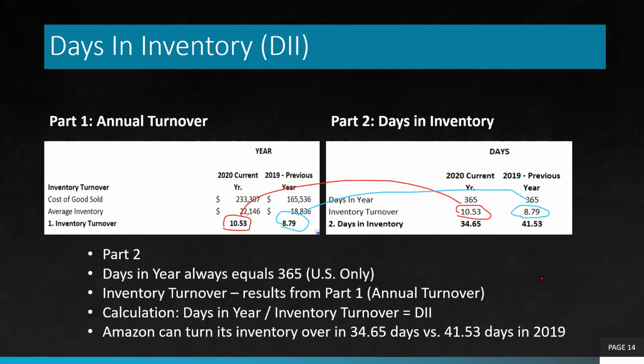So what this is telling me is that Amazon can turn its inventory over every 34, 35 days versus every 41, 42 days in 2019. So what do you think that means? Is that getting better or worse?